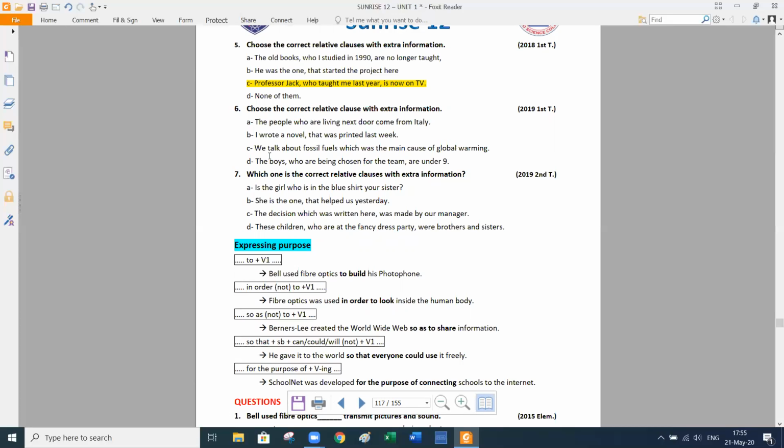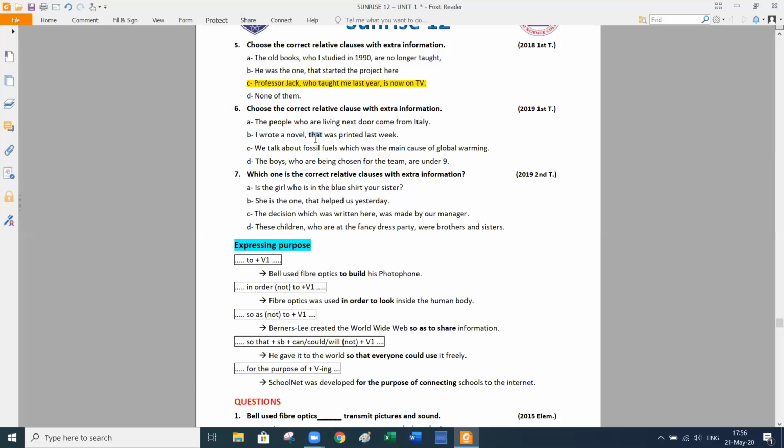And B says, I wrote a novel, comma, that was printed last week. Yes, I wrote a novel, comma. A comma is used, so we are using a relative clause with extra information. That's what is supposed. But as you see, that is used. And a very important rule: we don't use that in non-defining relative clauses, so that's wrong.